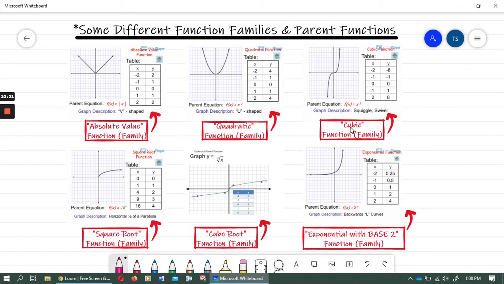Now, for the cubic function family, you can see the parent function here, f of x or y equals x to the third power, or x cubed, right? So this one, you can see the type of shape of graph that the parent function has, a graph that looks like this. And depending on what other transformations occur, the other graphs or functions in this family will look similar to this one. And it has a table of values that shows some of the critical points involved in this parent function.